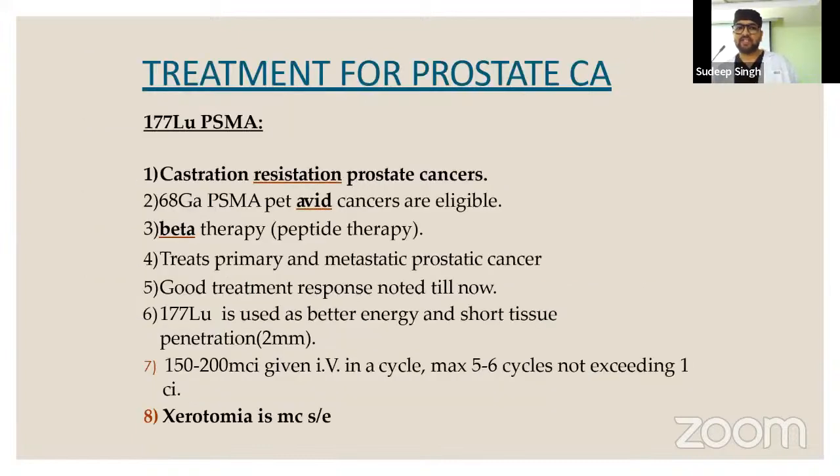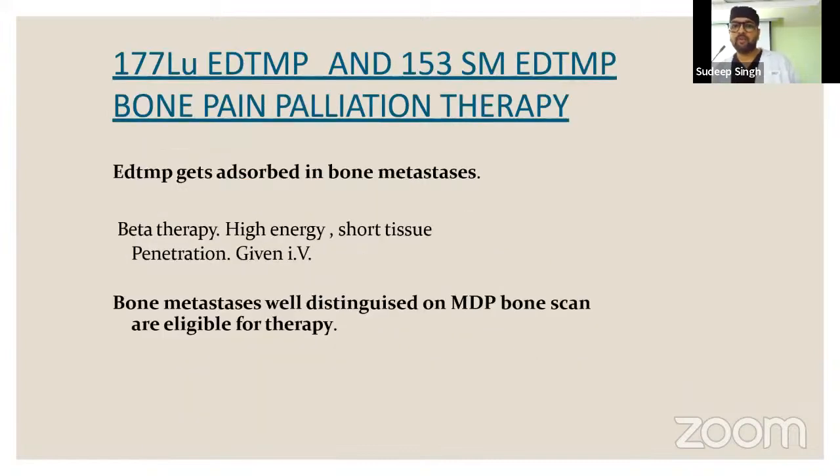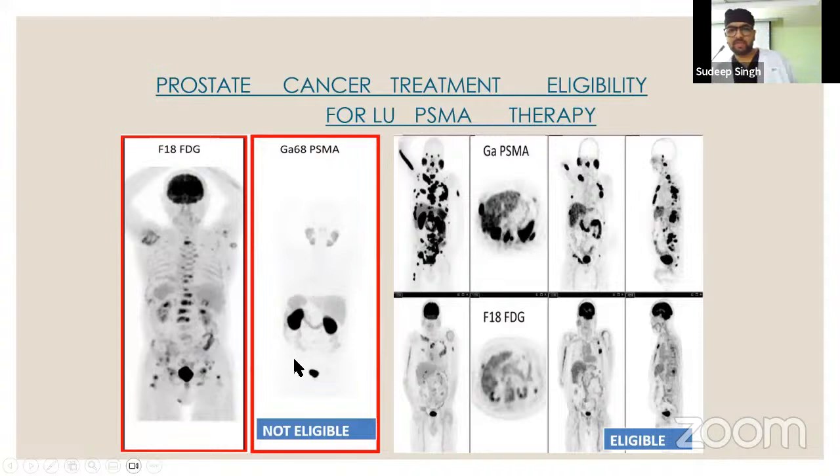For the treatment of prostate cancer, lutetium PSMA can be used for castration-resistant prostate cancers, and it is a beta therapy. The most common side effect is xerostomia. Then lutetium and samarium bone pain palliation therapy. EDTMP gets absorbed in the bone metastasis. Bone metastases are well distinguished on MDP bone scans. Only the bone metastases distinguished on MDP bone scan are eligible for this therapy. So here they are not much distinguished, so this patient is not eligible for this therapy. And here the metastases are well distinguished, so this therapy can be given.